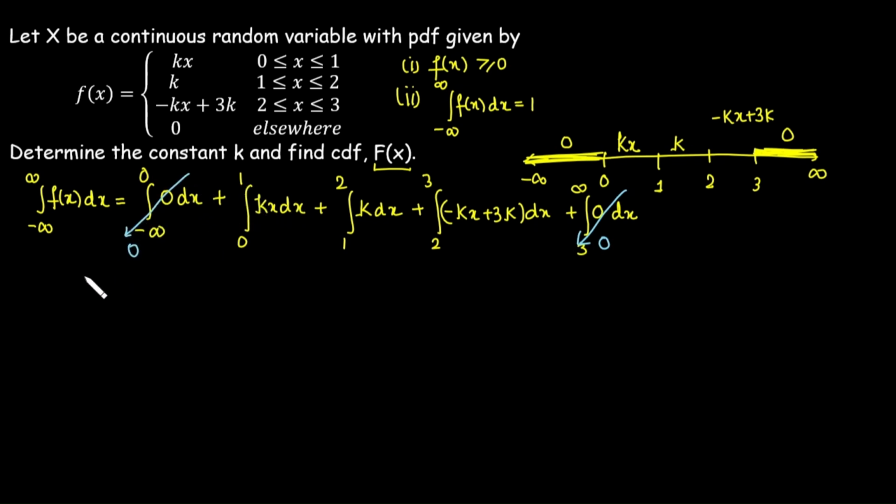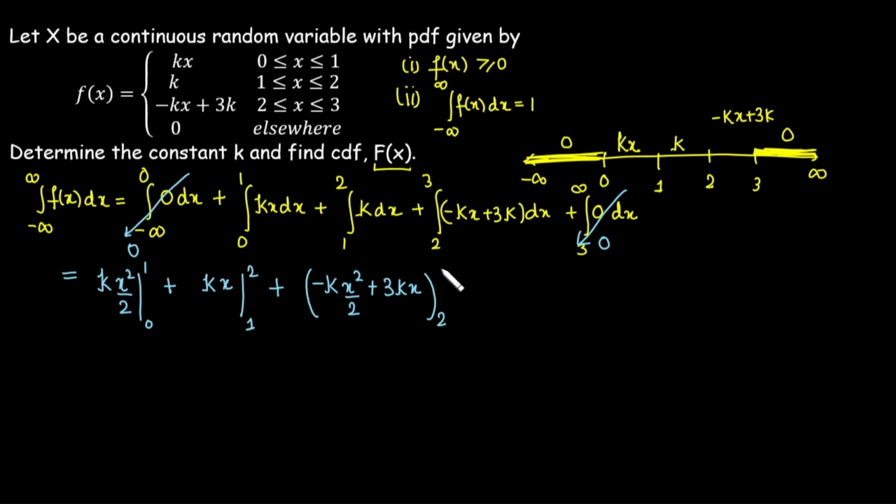Let's calculate its integration. Integration of this k into x. What is k? Constant, that is as it is. Integration of x is x square by 2. What is the limit? That is from 0 to 1, plus. In this case, k is a constant and the integration of a constant is constant into x. The limits are 1 to 2, plus. In this case, minus k x square by 2 plus 3k into x. And the limits in this case we have 2 to 3.